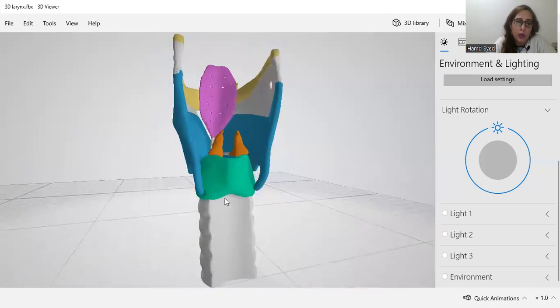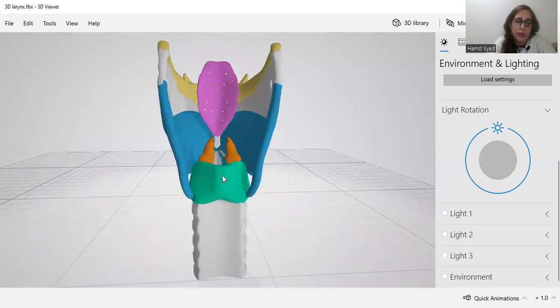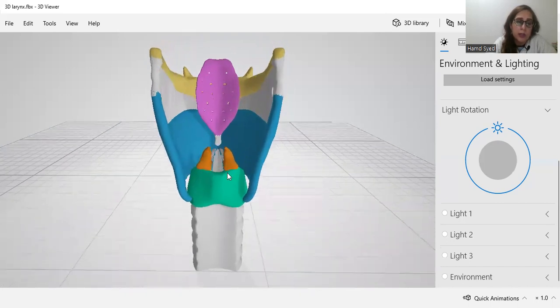Okay. And posteriorly, you can see on the upper aspect of the posterior lamina of the cricoid cartilage rest the paired arytenoid cartilages. The arytenoid cartilages are largely hyaline, only their apical region is elastic cartilage. They form the cricoarytenoid joints with the cricoid cartilage. We'll come to these later.